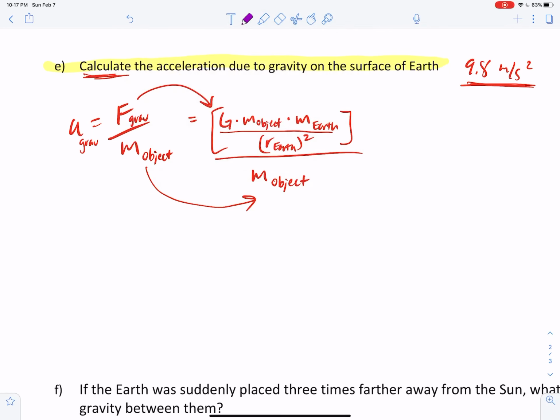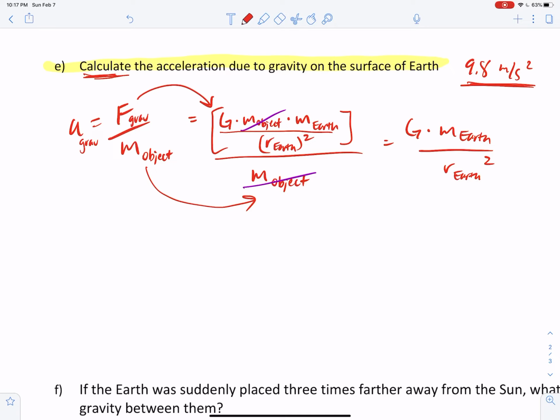Okay. Now notice that I've got some repeating items. I have the mass of the object on the bottom, which will cancel out with the mass of the object on top. And this is why we have learned previously that the mass of an object does not affect the rate at which it falls. You can see that it cancels out. And so this simplifies to big G times the mass of the Earth divided by the radius of Earth squared.